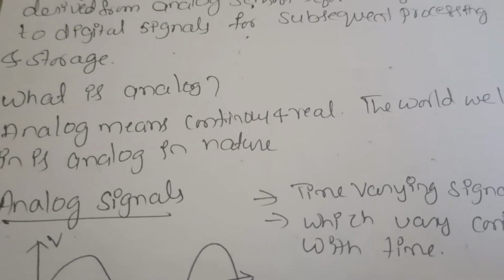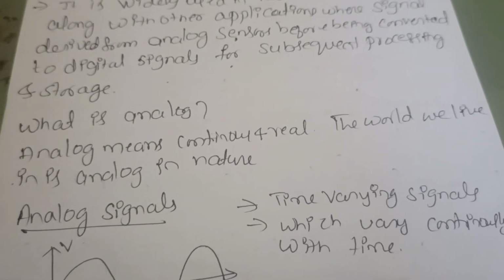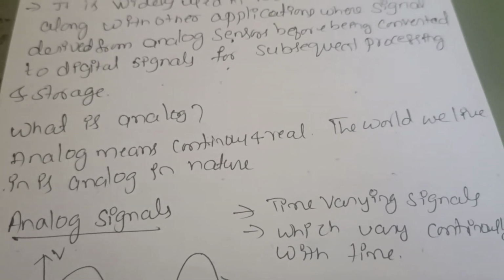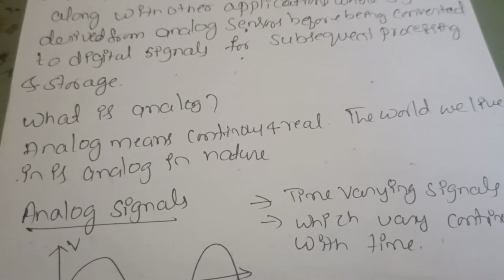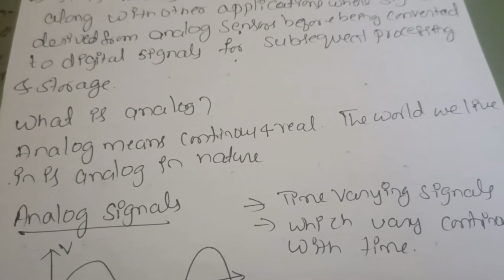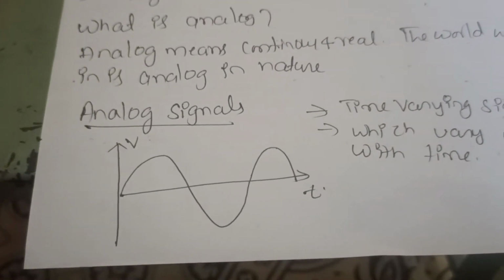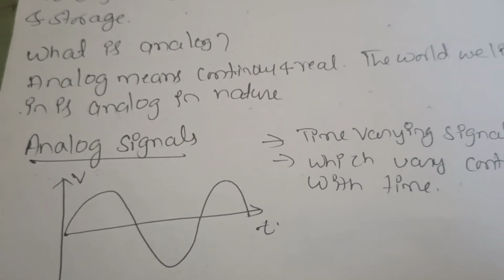You have already heard that in medical equipment we have the ECG. ECG means electrocardiogram, which records heart rate signals. Those are all analog signals. That is why I call analog continuous and real: the world we live in is analog in nature. If you refer to this figure, the voltage is continuously varying with respect to time.